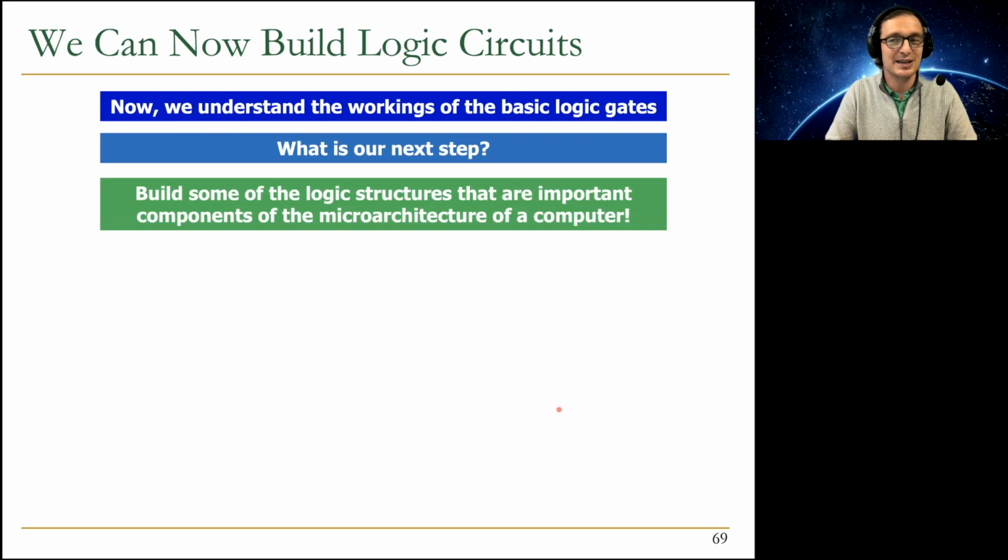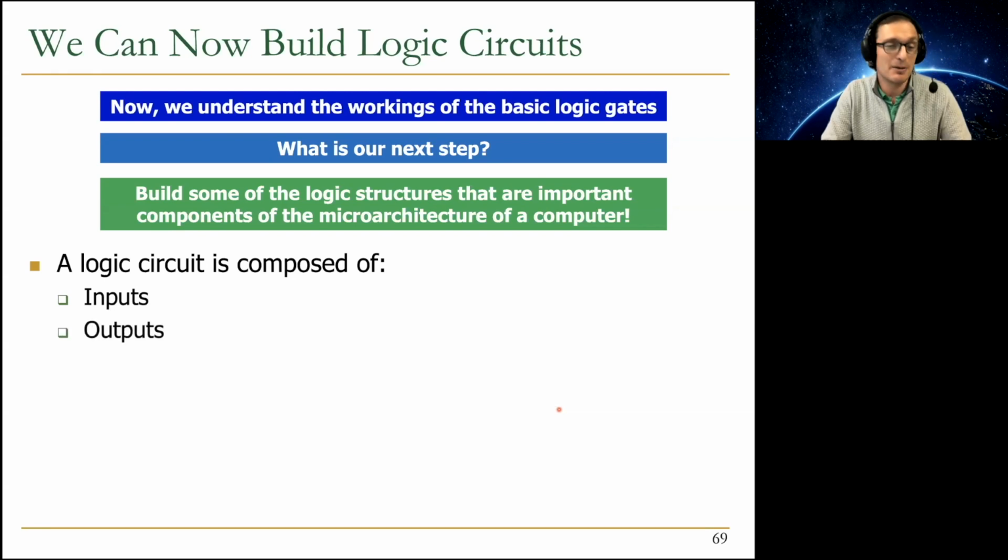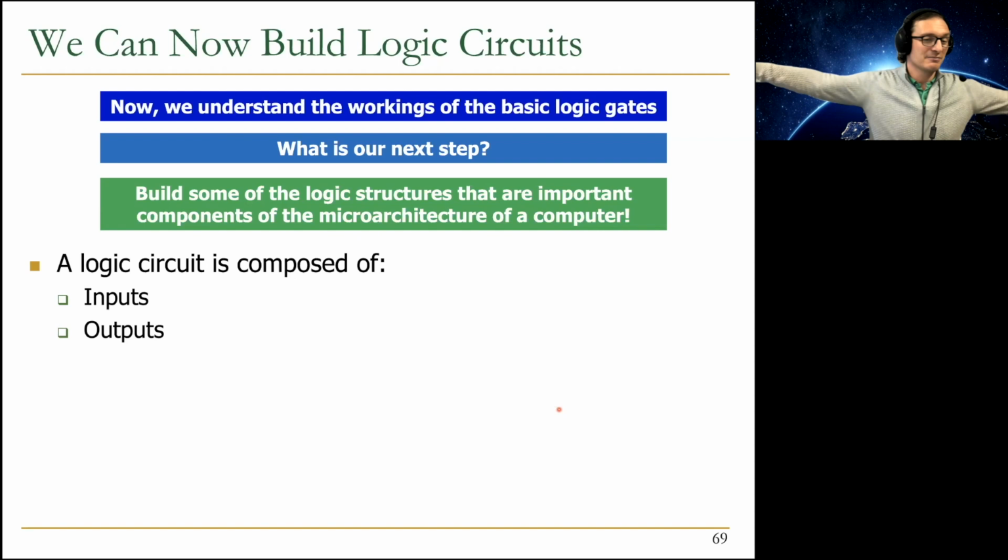Remember, yesterday we talked about a multiplexer and a decoder. We're going to see exactly how they're built using AND or NOT, NAND, NOR gates, for example, or XOR gates also. So a logic circuit is composed of inputs and outputs, just like a logic gate, but a logic circuit can have many, many inputs and many, many outputs because it's a collection of gates in the end.